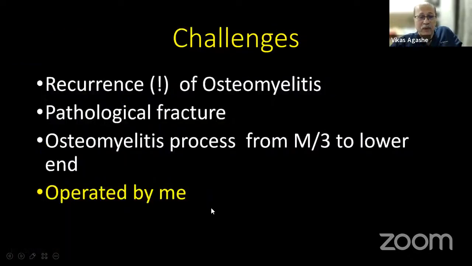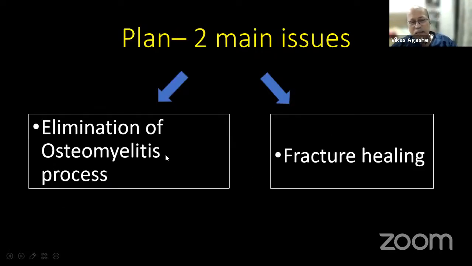So what should I do now? Obviously, this is actually not a recurrence. I would say it is inadequate exploration, inadequate debridement. I have a pathological fracture. I have an osteomyelitic process from the middle third to the lower third. And most important is, this is a type 1 complication. Type 1 complication is operated by me. Type 2 is somebody else has operated. So this is operated by me. Now what should I do? First and foremost, A, I have to eliminate the osteomyelitic process, and B, I have to aim for fracture healing. So both these issues need to be addressed.